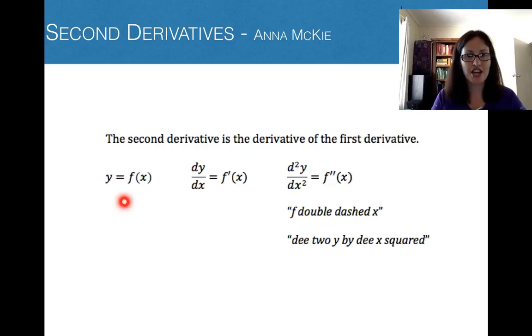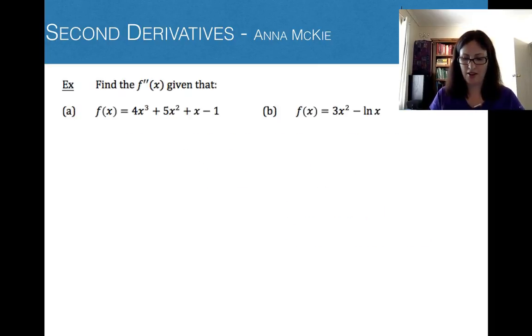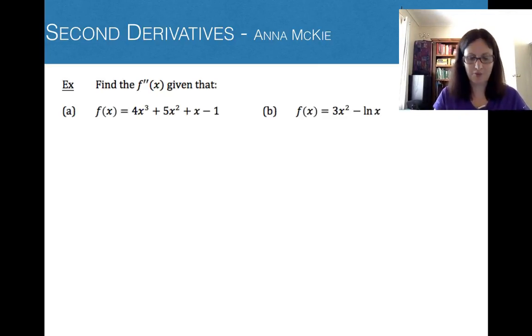In terms of the notation, here's the y and the f notation. Here's the first derivative, and the second derivative is called f double dashed x, or in the y notation, d2y by dx squared. That's how we write it there, noting where those 2's go. So two basic examples to start with. If you'd like to give it a go, pause the video and try it yourself.